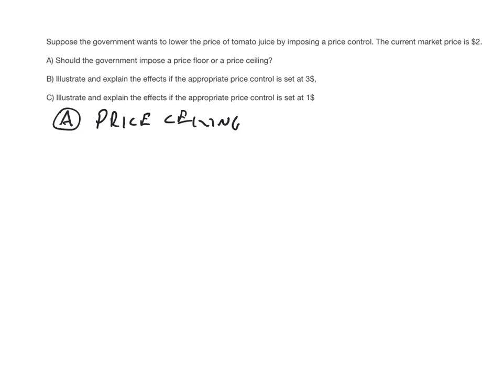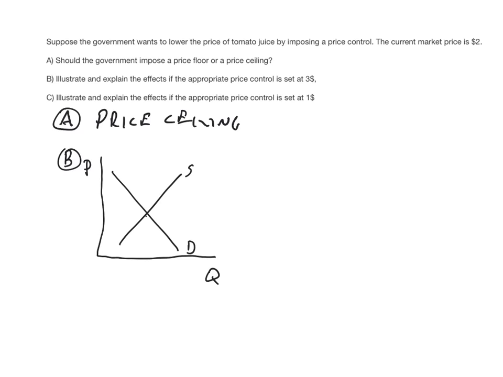Illustrate and explain the effects if the appropriate price control is set at $3. So here I'll draw my demand and my supply curve, labeling my axes, demand and supply. There's the equilibrium quantity, and the equilibrium price is set at $2.